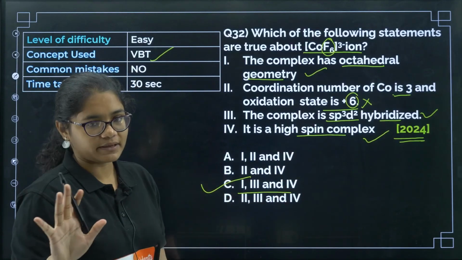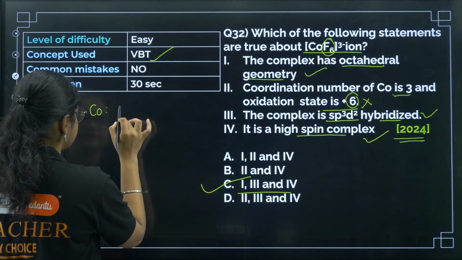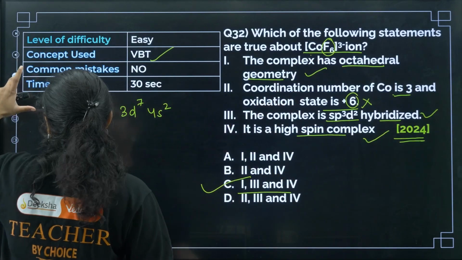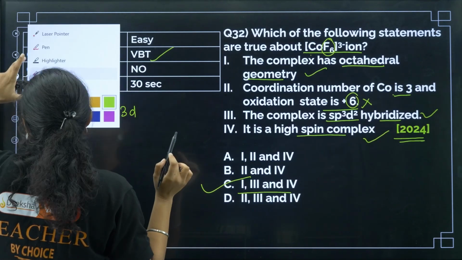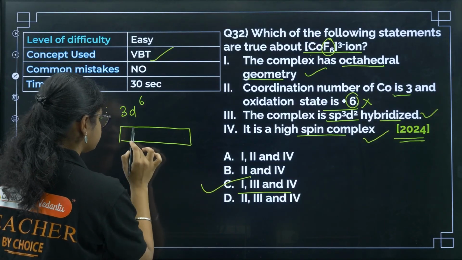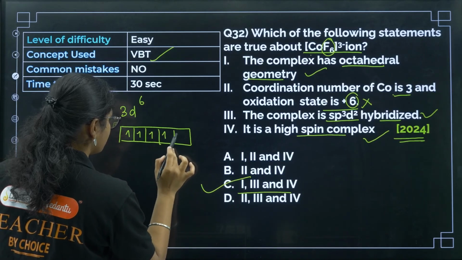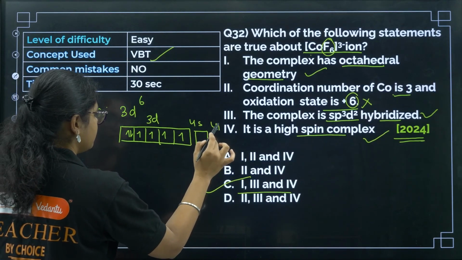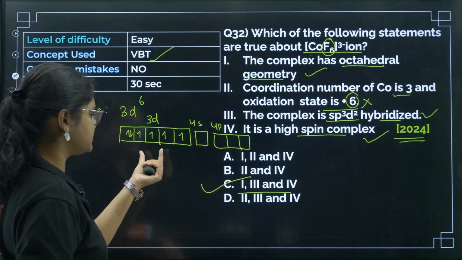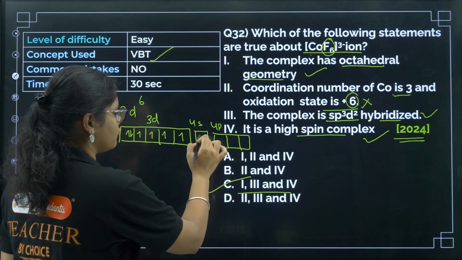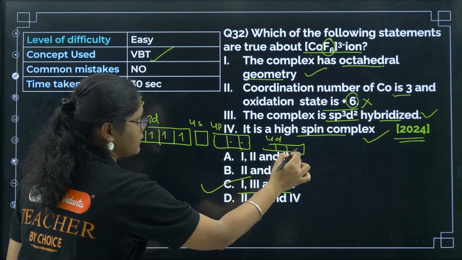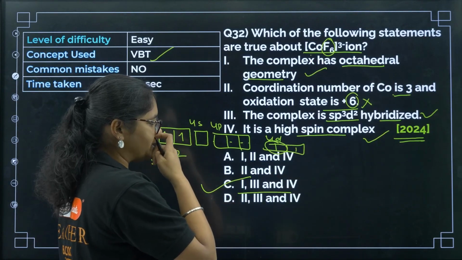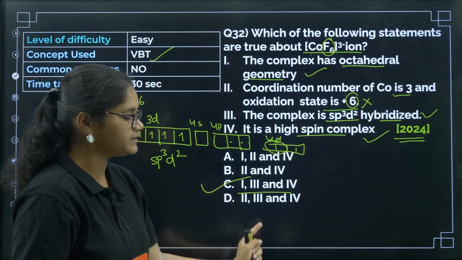I'll show you how the hybridization is coming sp3d2. Cobalt electronic configuration is 3d7 4s2, right? In the +3 state, what's the oxidation state of cobalt here? +3. So we will get 3d6. We will have 1, 2, 3, 4, 5 and 6. So I have 3d, then 4s, and then 4p. Because it is a weak field ligand, there will be no pairing. So hybridization will be from 4s, 4p and 4d: sp3 and d2. So the hybridization will be sp3d2. That is why it is a high spin complex, because there is no pairing and it is sp3d2 hybridized. So the correct statements are 1, 3 and 4.